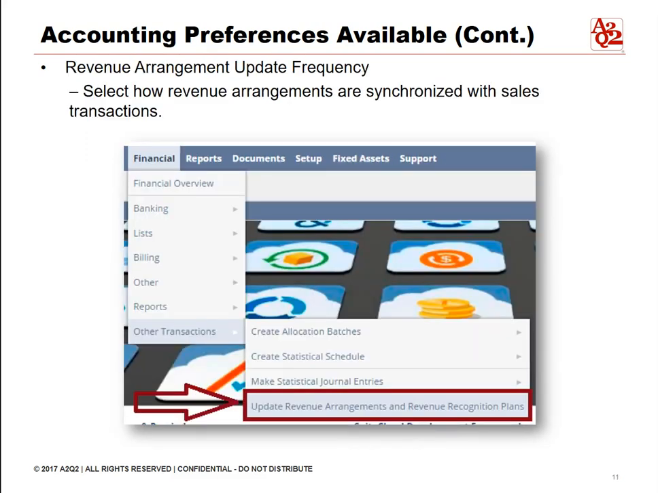Revenue Arrangement Update Frequency. Select how revenue arrangements are synchronized with sales transactions. When the manual option is selected, go to Financial, highlight Other Transactions, highlight Update Revenue Arrangements and Revenue Recognition.